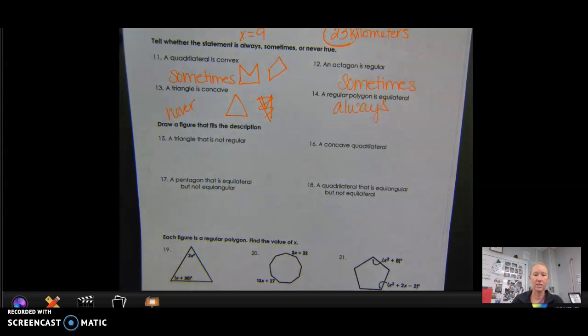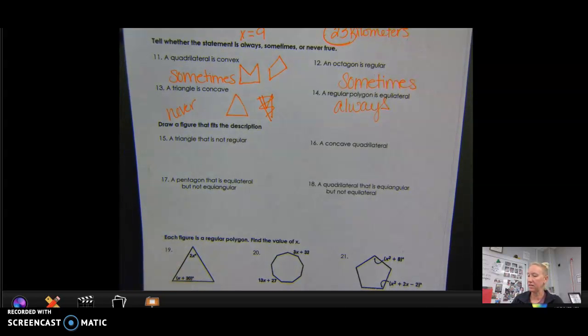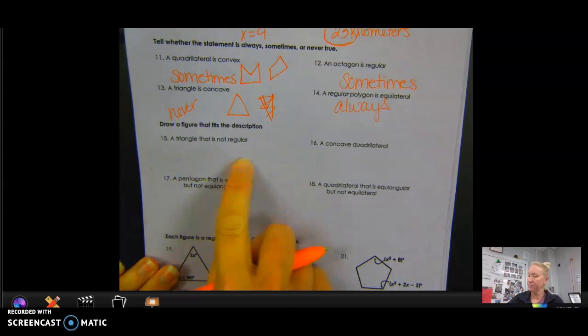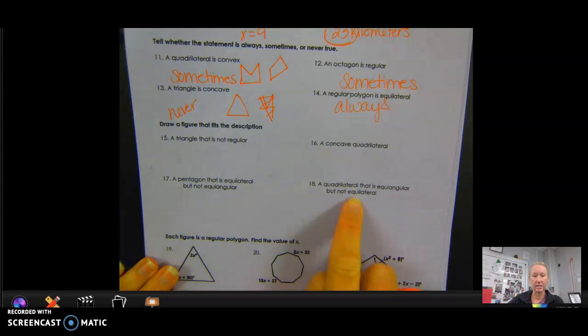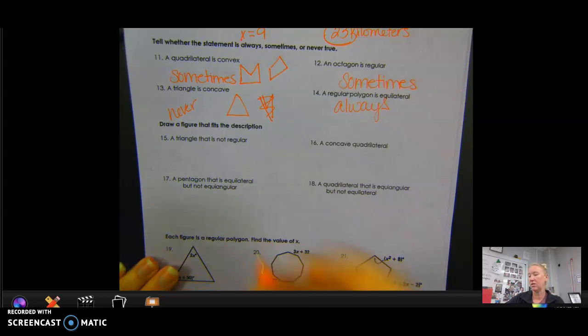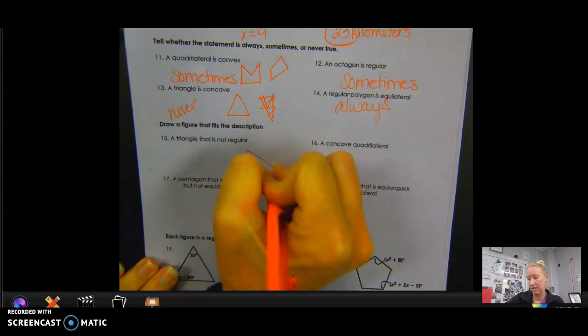Draw a figure that fits its description. Okay, so on this guy, go ahead and do 15, 16, 17, and 19 on your own. Pause me, unpause me when you're done. So there's multiple ways to do this. So yours may look a little different than mine.